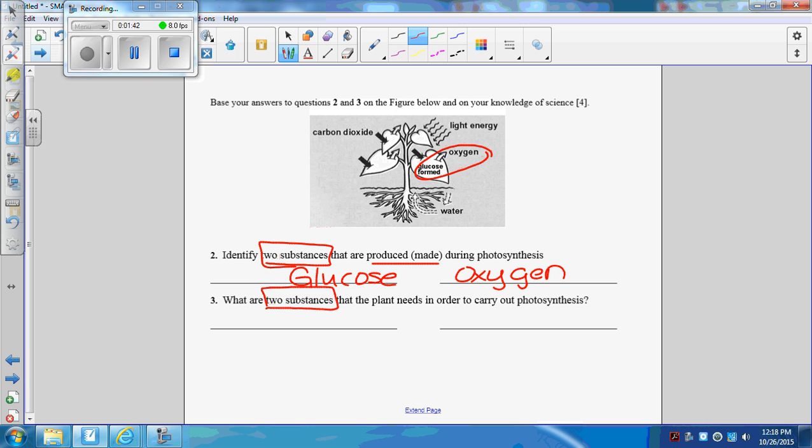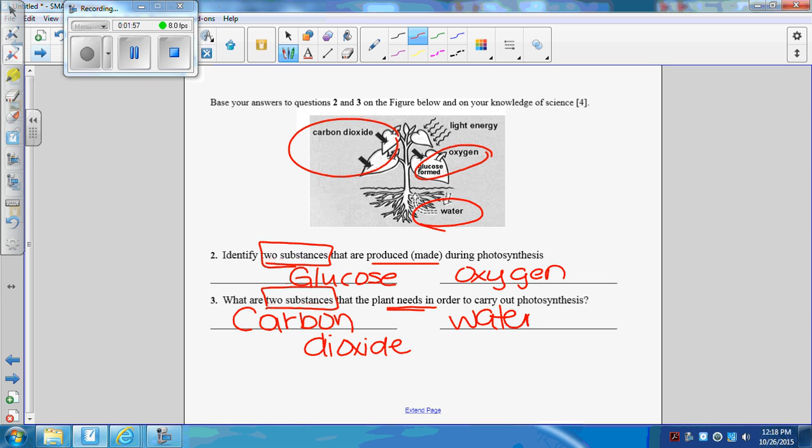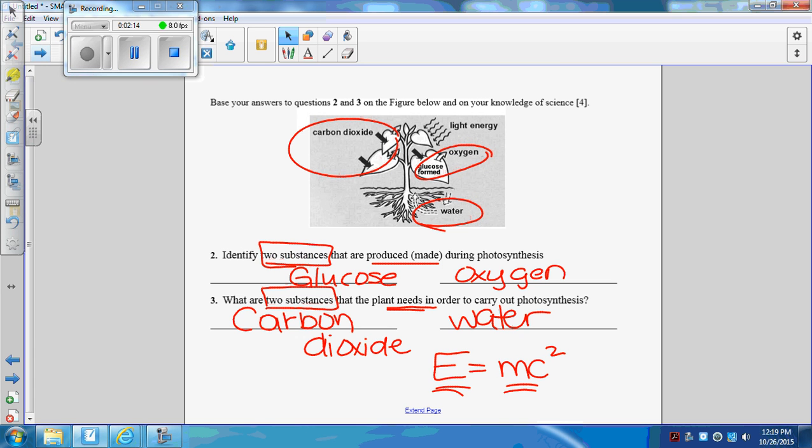Two substances the plant needs to carry out photosynthesis. Well, what has to go in? Carbon dioxide and water goes in. Why is sunlight not correct? Because sunlight is not a substance. Sunlight is energy. Substance is matter. Sunlight is energy. So energy and matter are two different things. Like Einstein said, energy is equal to matter times the speed of light squared. Matter and energy are not the same thing. Matter can turn into energy and vice versa.